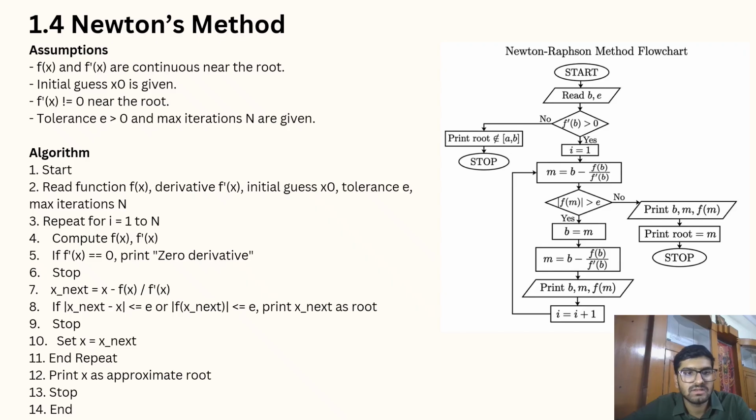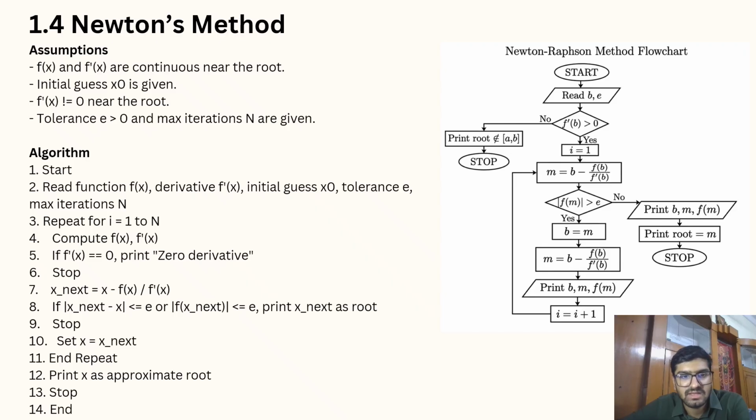Algorithm. It starts with reading the value of f of x, the derivative of f of x, the initial guess, the tolerance E, and the maximum number of iterations n. Then we repeat from i equals 0 to n. Then we compute the value of f of x and f dash x, and if f dash x is equal to 0, then we print division by 0, or else we compute the value of x next, which is x minus f of x divided by f dash x.